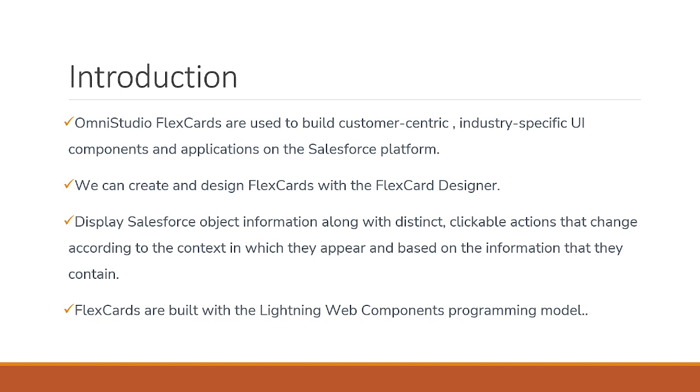Omnistudio Flex cards are also customer centric. That means, as we know, in Velocity we have a lot of flavors based on the customer requirement. They will choose the flavors. Similarly here, that is the reason they are calling it customer centric and industry specific UI. It will be based on the industry, based on the flavor of the Velocity package. We will be having different options in the flex cards.